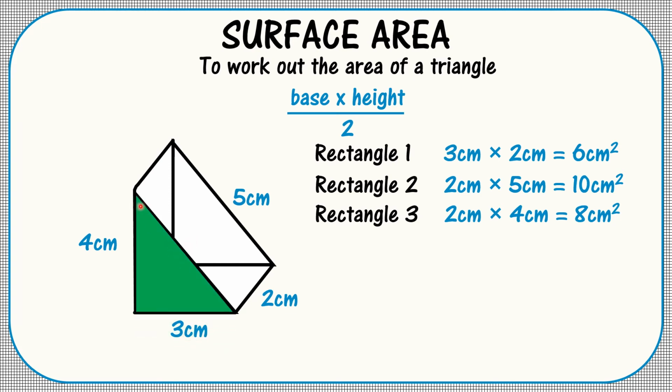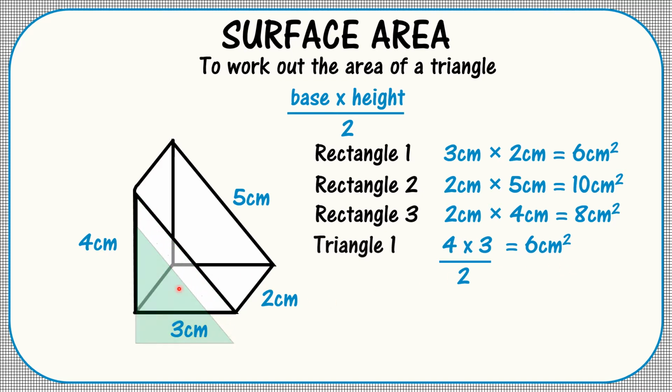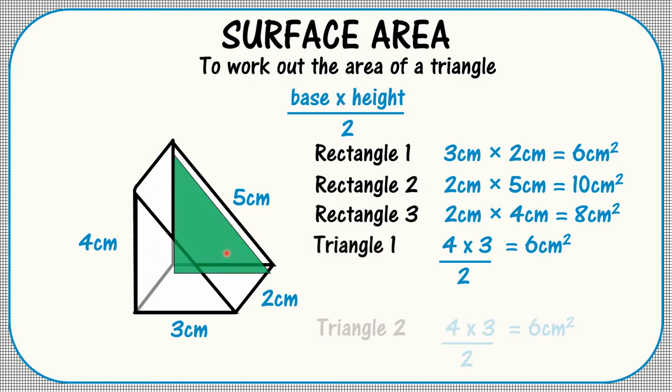The next is this triangle, so this front facing triangle. So this is 4 centimeters times by 3 centimeters divided by 2, because it is base times by the height divided by 2. So it's 4 times 3 divided by 2, which equals 6 centimeters squared. What you should realize is that the front face and the back face are equal. So if the front face was 6 centimeters squared, the back face is also 6 centimeters squared.